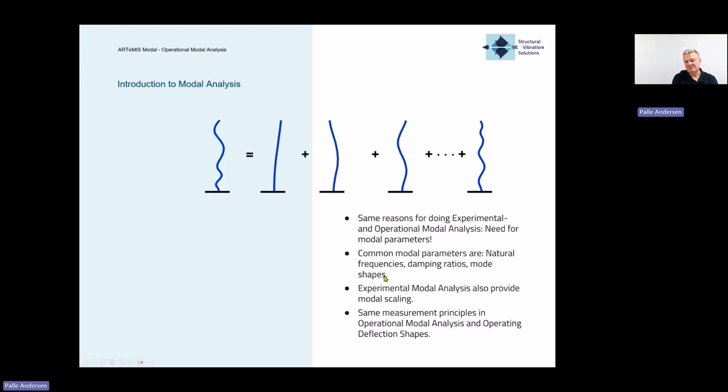There is one, you could say, difference between the two. You can get a little bit more if you do experimental modal analysis. You can get the actual scaling of the mode shape, but this is not something that normally is important in many applications. It's normally more the shape of the mode shape, and then also, of course, the natural frequency and damping ratio that are of importance. And that's why operational modal analysis in many cases is actually a very desirable tool to use.